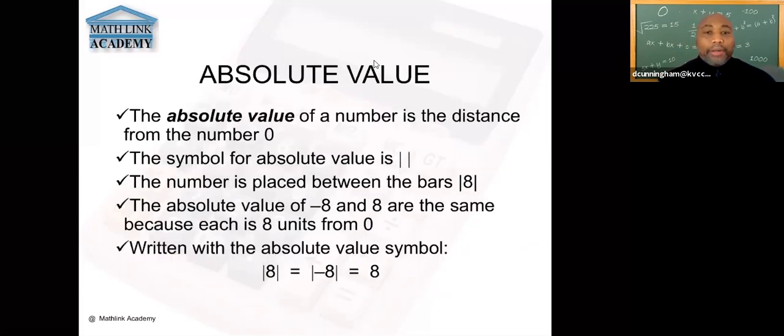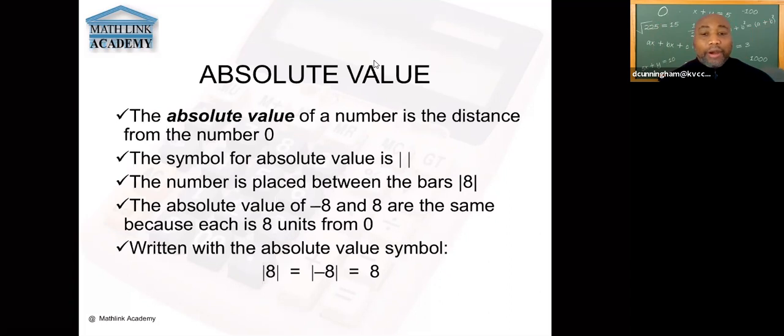The next thing I want to talk about is absolute values. The absolute value of a number is the distance from 0 to that number. The symbol for absolute value is two vertical lines, and they do look parallel. And what we do, we say the number is placed between those bars. We call them those bars.